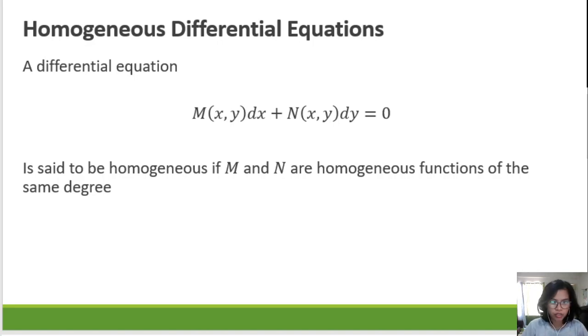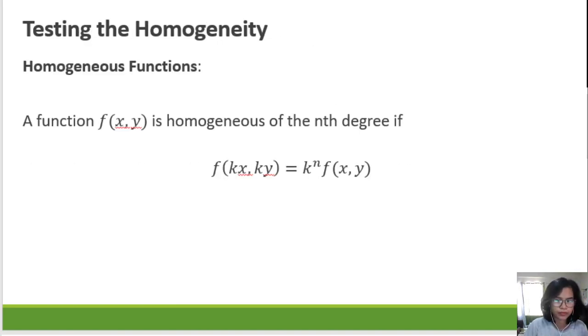A differential equation of this form, as you can see from the screen, is said to be homogeneous if functions M and N are homogeneous functions of the same degree. What does that mean? Homogeneous functions of the same degree. So now, how do we know that they are homogeneous? We will do the testing of the homogeneity of the function.